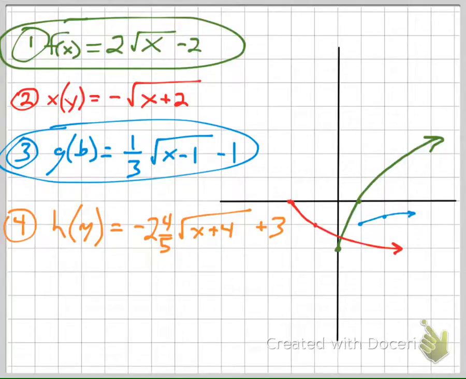The last one, the orange one. Big ugly one. Okay. Home base is normally here, not where it is now. That plus 3 means it's going to go up 3, and the plus 4 means it's going to go to the left 4. That means it's way over here. Right? Up 3 to the left 4. I have a big ugly thing here, negative 2 and 4/5. We know that it's steep, and we know that it is reflected.